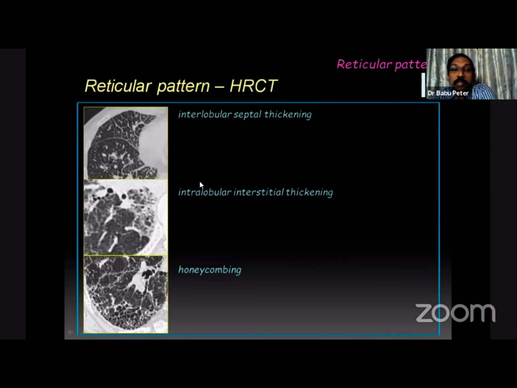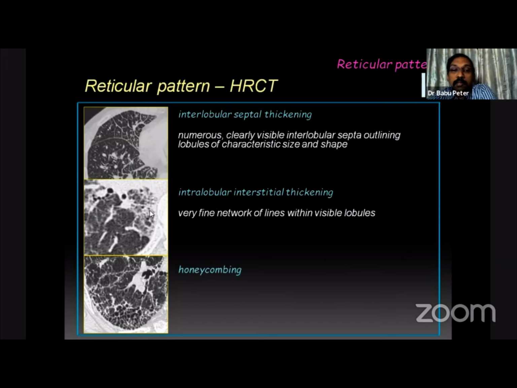So what is interlobular septal thickening? We saw what a secondary pulmonary lobule is. Interlobular septal thickening is thickening involving the interlobular regions, where you can identify the secondary pulmonary lobule. So we can see this smooth thickening of the interlobular septa in these areas, where clearly visible interlobular septa are outlining the secondary pulmonary lobule. This is smooth. Intralobular septal thickening involves the area within the lobule, and here we can see there is a fine network of lines within the lobules.